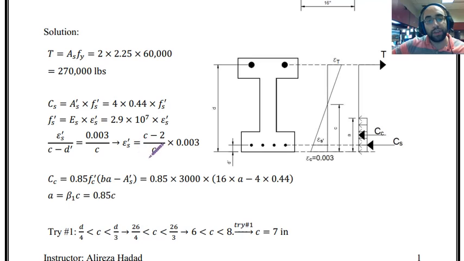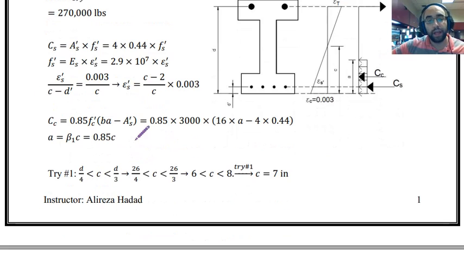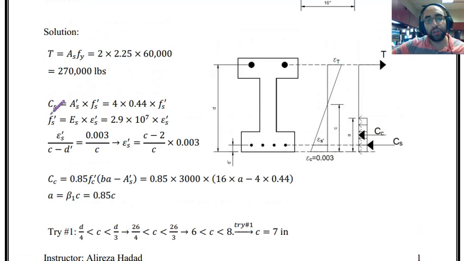So now I can return this epsilon prime S into this equation and multiply it by ES and return it to this equation to find the compression force in steel as a function of C, or depth of neutral axis. So that is the compression force in steel. So far we could find the tension force over here. Now we could find compression force in steel based on C, or depth of neutral axis, which we don't know.